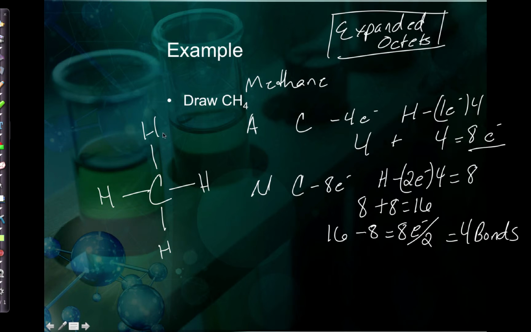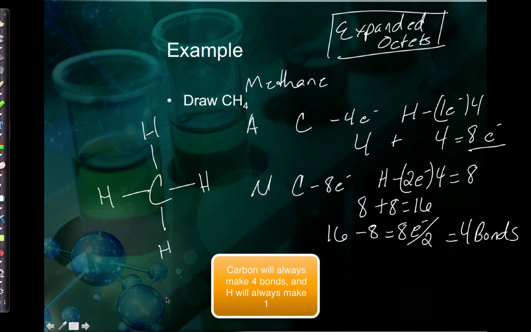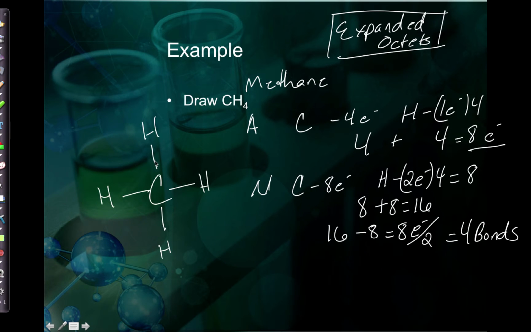Each line is 2. Well, let me make sure everything is satisfied. So carbon wants to have 8. 2, 4, 6, 8. It does. And hydrogen wants to have 2. So one bond would be 2 electrons. So each hydrogen has 2. So everything's satisfied.